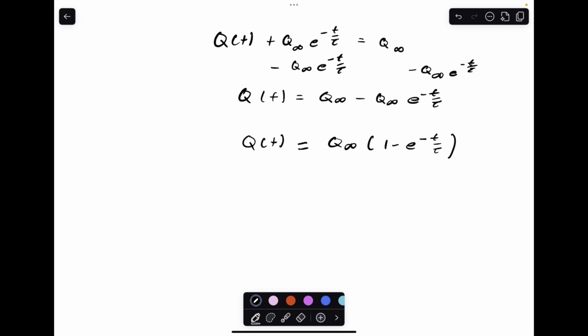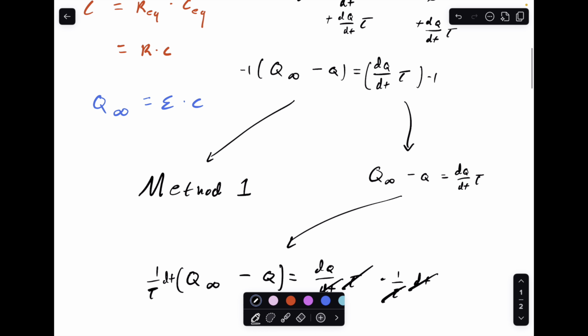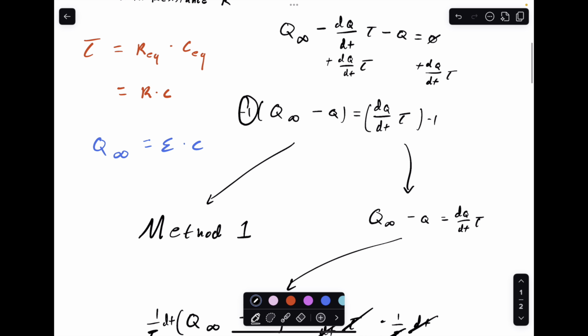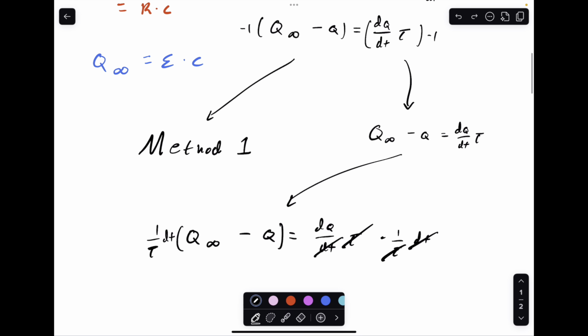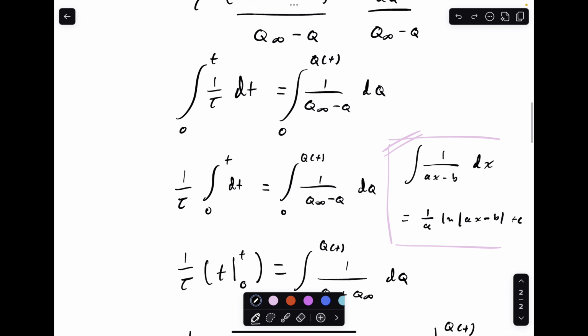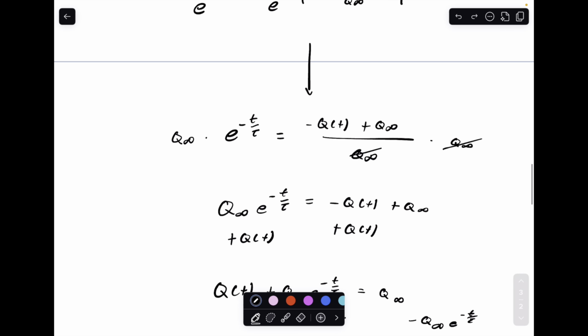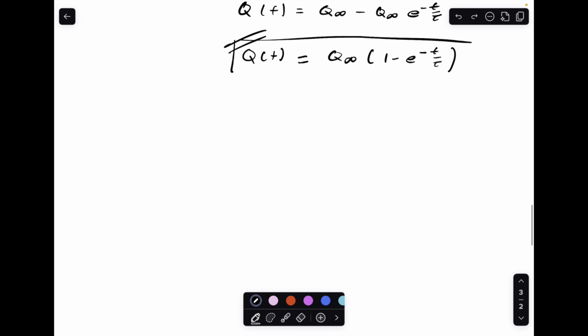That's pretty much the final derived equation, and it is the same as the one we did with method 1. The only difference between these two methods is that in one, I incorporated my -1 earlier. The other one, I did not, and I just separated my variables like regular. But at the end of the day, whenever you're doing these circuit derivations, whether it's RC or LR, you are going to need e to the -t over tau.